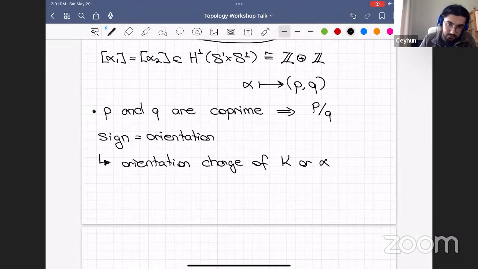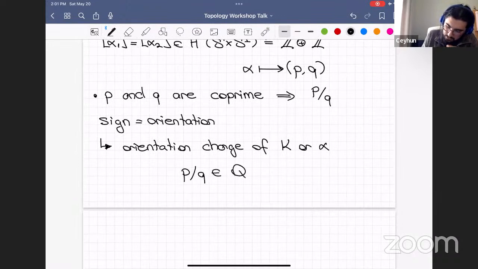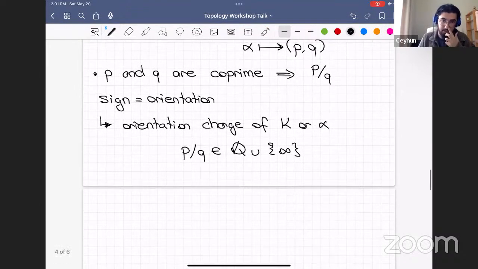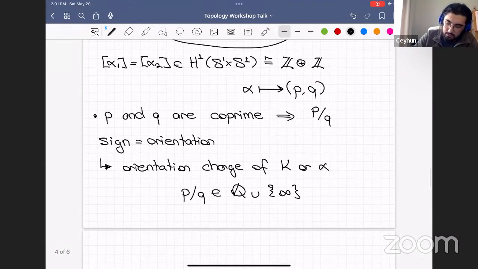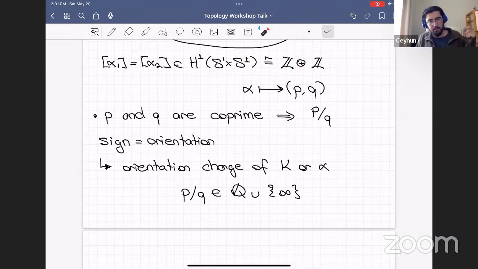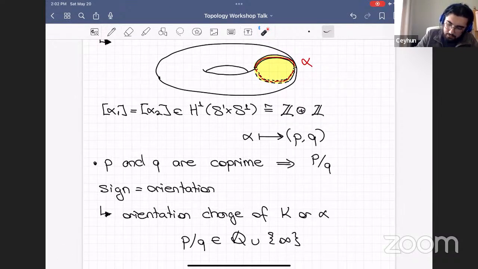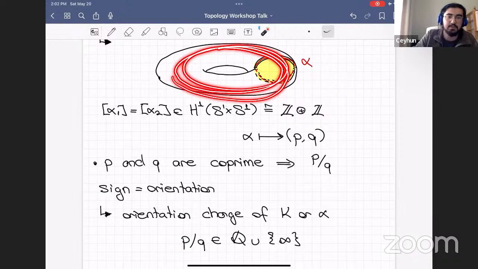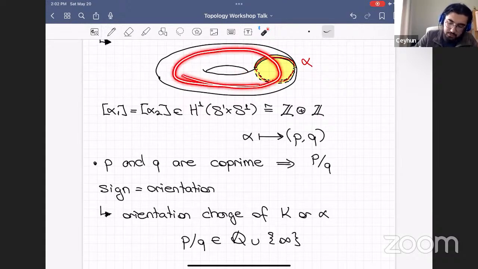So basically, Dehn surgery along K is uniquely determined by this P over Q in rational numbers union infinity, because maybe Q is 0. But what are these P and Q? This P and Q came from the homology group of S1 cross S1, right? The Q part is the number of times this alpha goes around the torus. So the first part is how many times it rolls around this way, and the second one is how many times it rolls around this way.